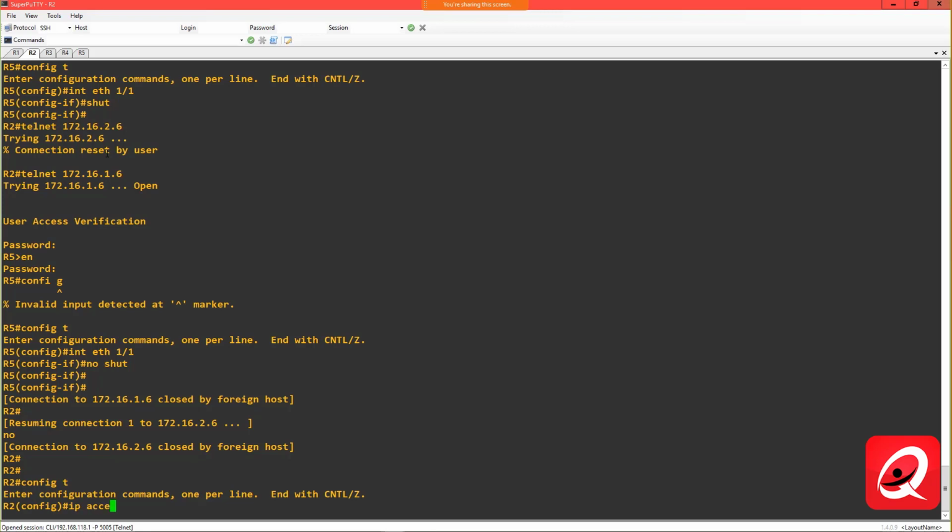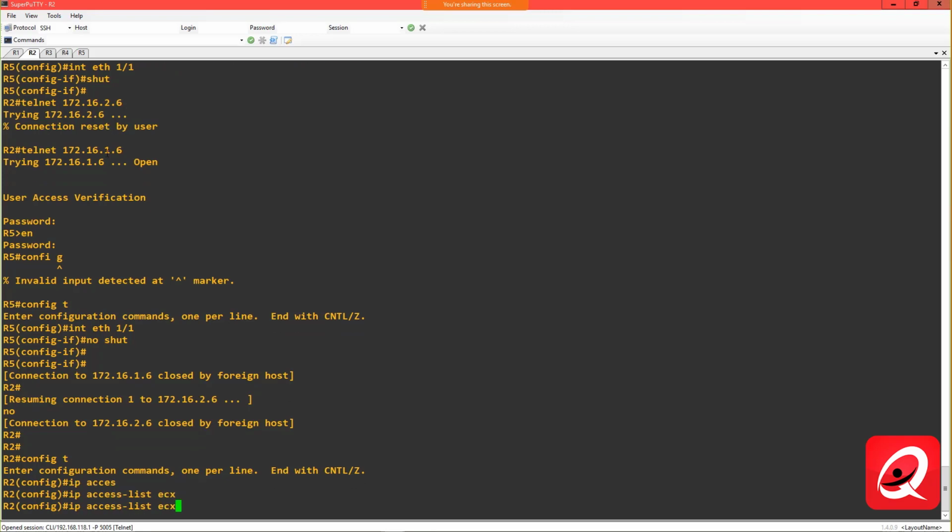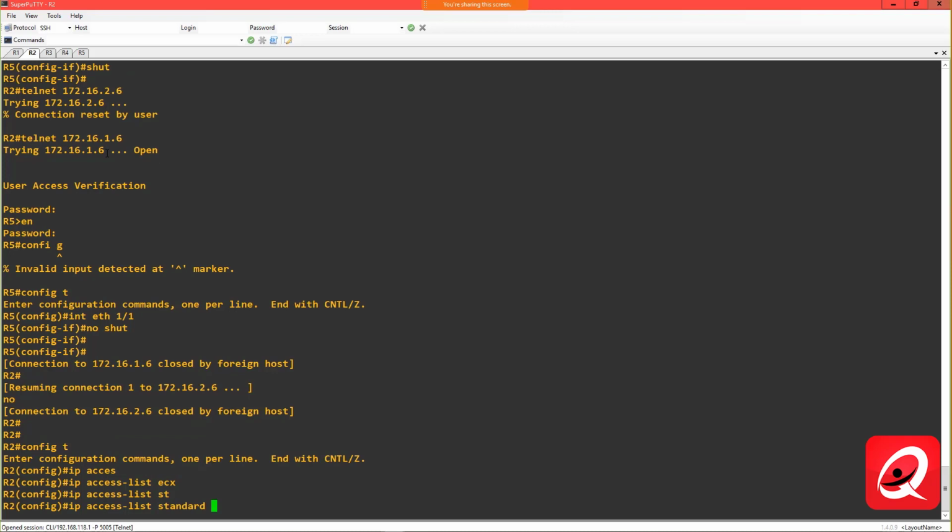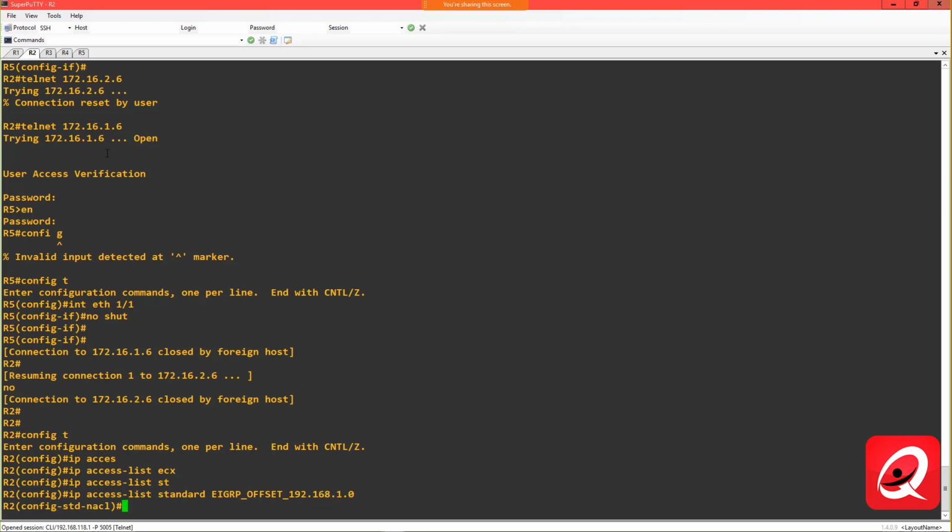So I'm going to do an ip access-list standard EIGRP-OFFSET for 192.168.1.0. And I'm going to say permit 192.168.1.0, 0.0.0.255.